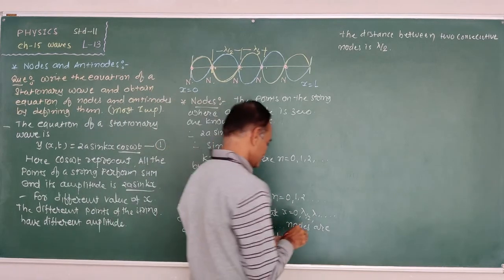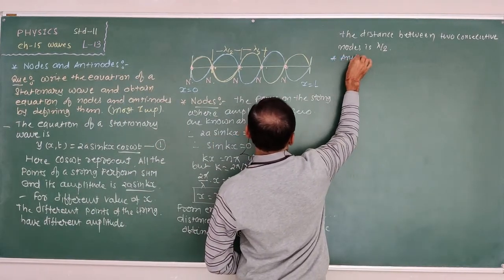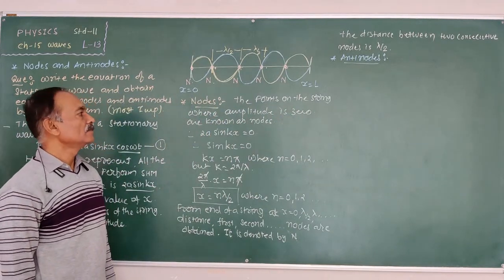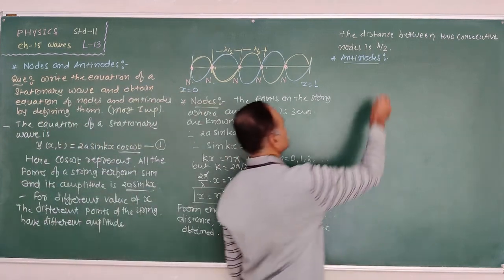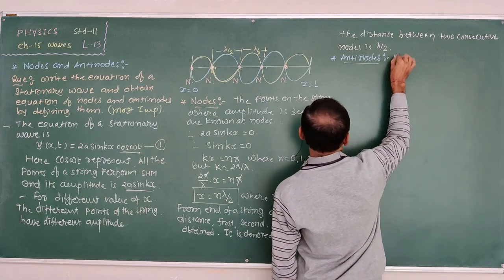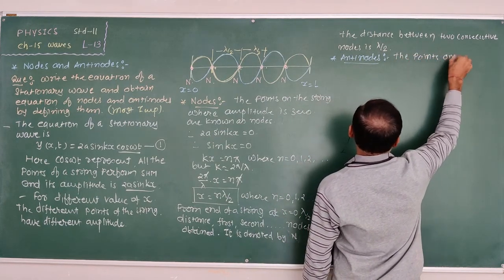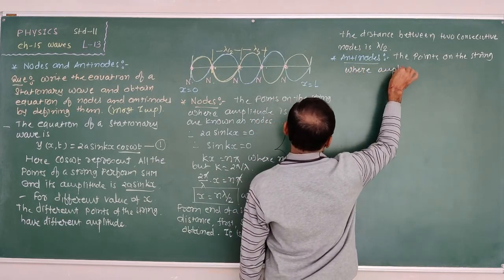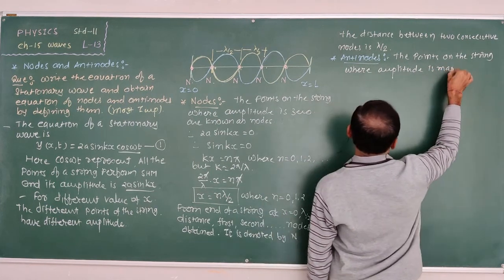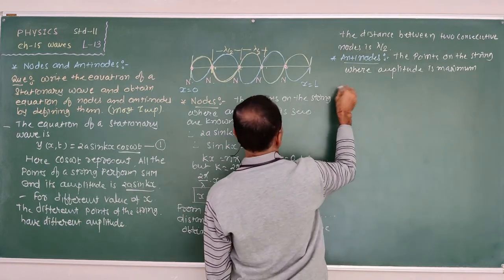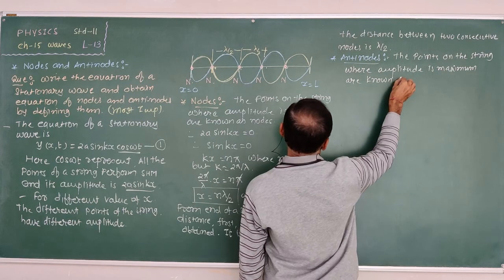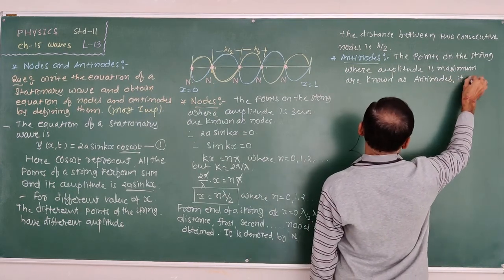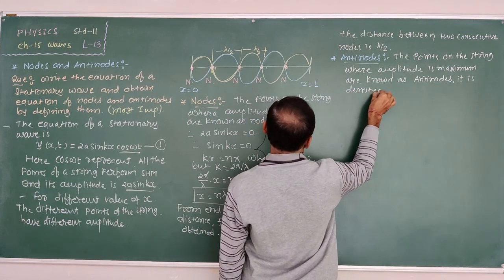Now the antinodes. The points on the string where the amplitude is maximum are known as antinodes. It is denoted by capital A.